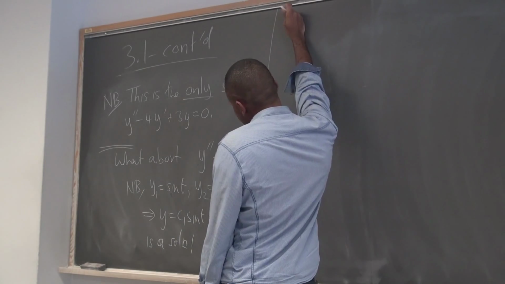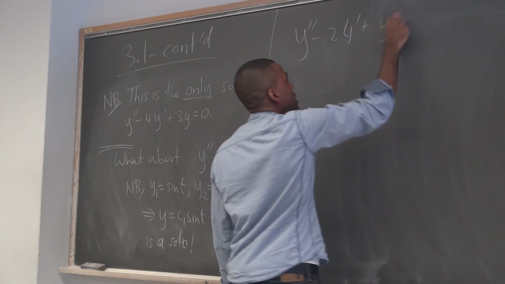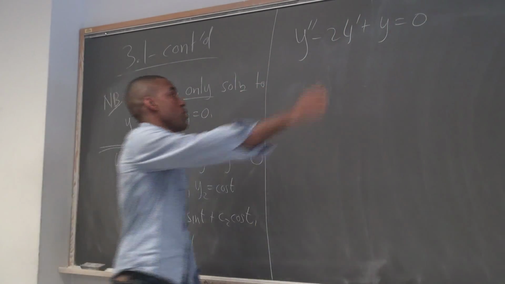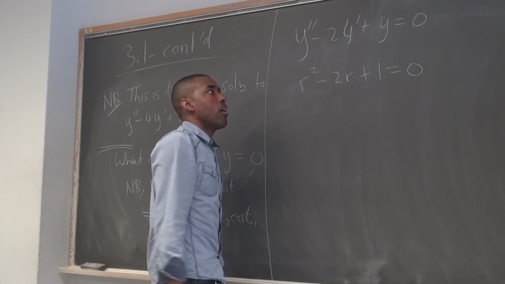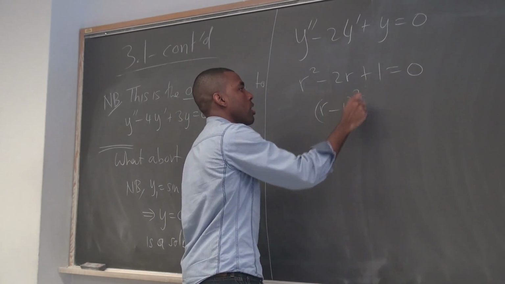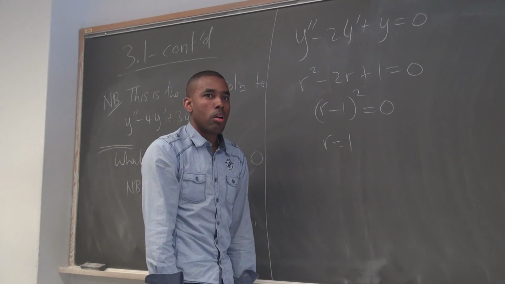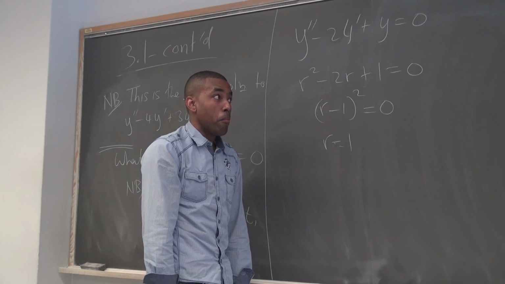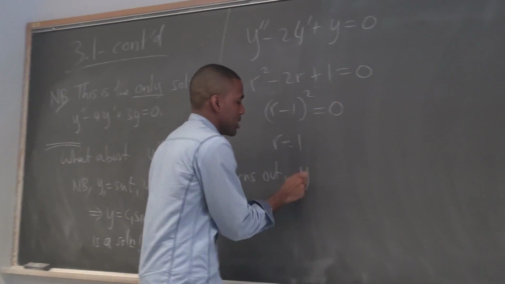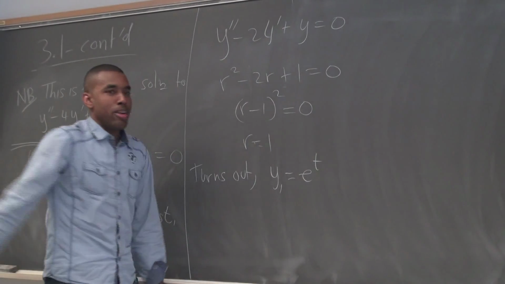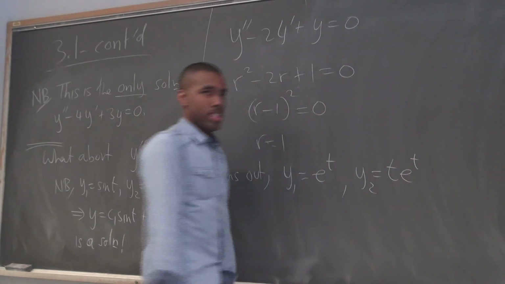What about y double prime minus 2 y prime plus y equals 0? Well, that would give you this guy, which when you factor that, it's a perfect square. And then you're like, I only have one r, but I need two solutions. Turns out, first one is the obvious, well, I have one r, so it has to be e to the t. The second one, as it turns out, is t e to the t.